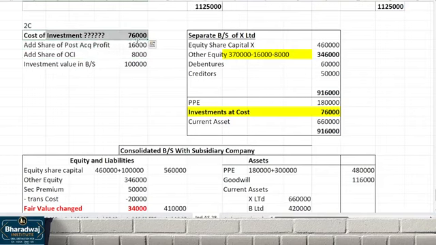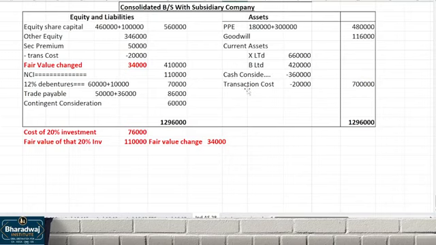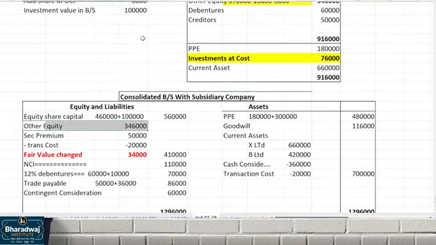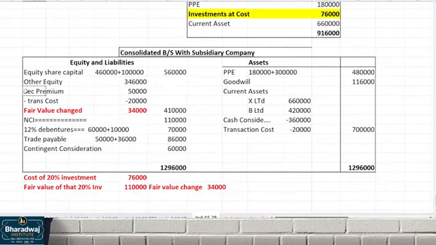Cost of investment. In the separate balance sheet, investment will be recorded at cost price. Other equity includes the share of profit and OCI. Eliminate them so that you go to the consolidated balance sheet, the same as case 2A. What is the difference here? Other equity has changed by 3,46,000. Securities premium is the same as 2A. Transaction cost is also the same as 2A. Fair value changed from 76,000 to 1,10,000.